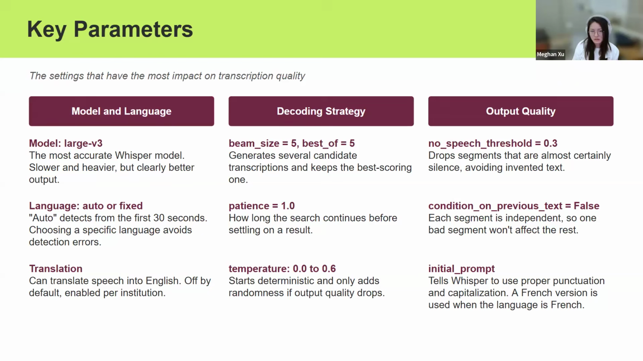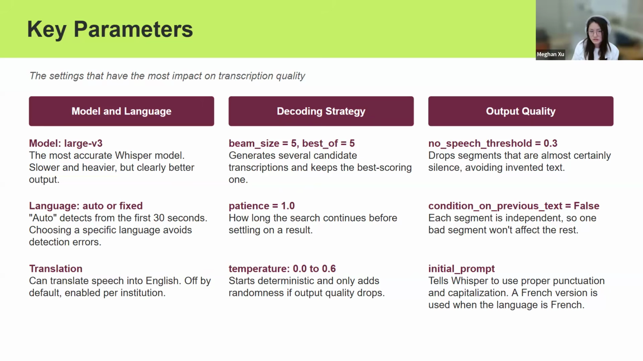These are some of the parameters that have the biggest impact on transcription quality, and I have grouped them into three areas. On the left are model and language. Like I mentioned, we use large-v3, but there are many more models to choose from. We can either let Whisper detect the language automatically or set a specific language if we already know it. And translation can also be turned on when needed. In the middle is the decoding strategy, which controls how Whisper chooses the transcription. Beam search lets it compare several possible results instead of only following one.